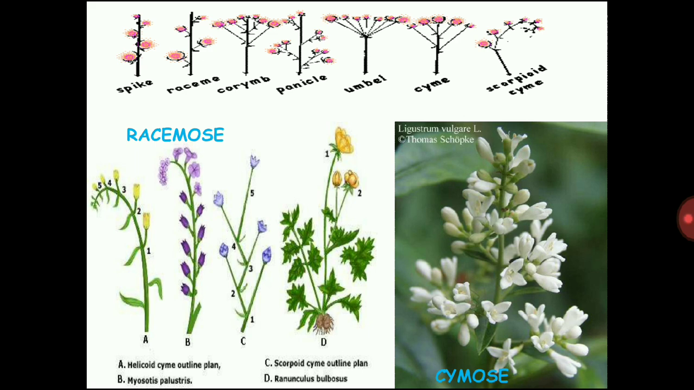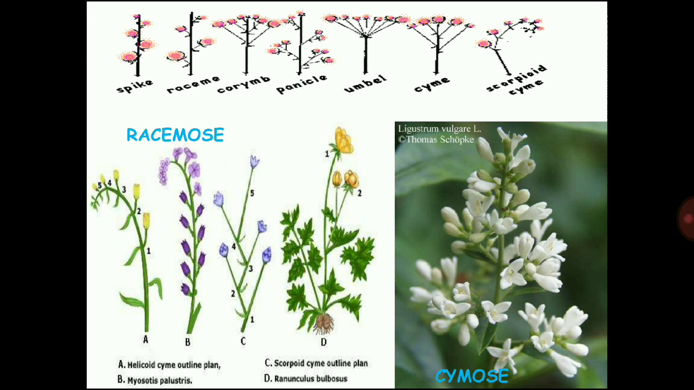Depending on whether the apex gets converted into a flower or continues to grow, two major types of inflorescences are defined: racemose and cymose. In racemose type of inflorescences, the main axis continues to grow, the flowers are borne laterally in acropetal succession. In cymose type of inflorescence, the main axis terminates in a flower, hence is limited in growth. The flowers are borne in a basipetal order.